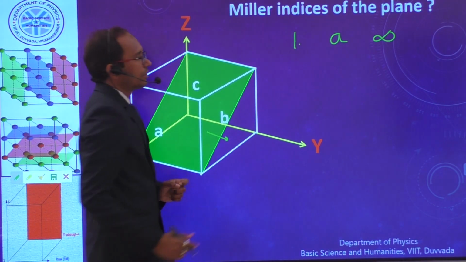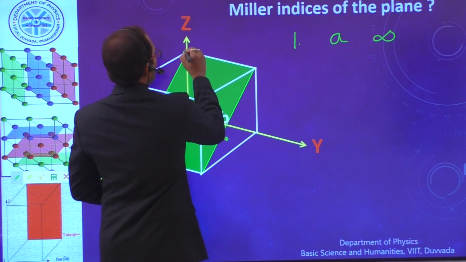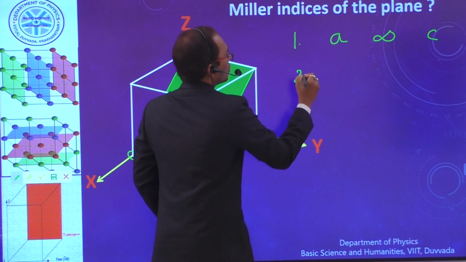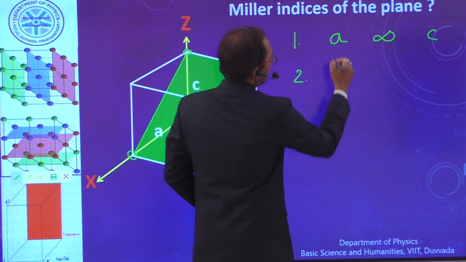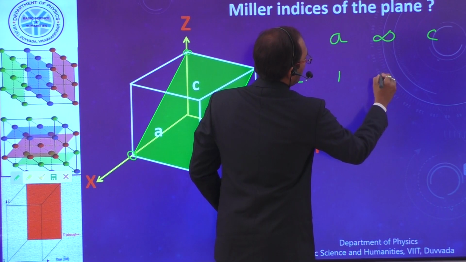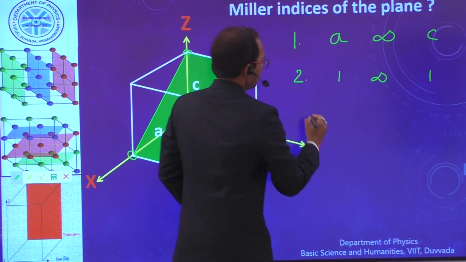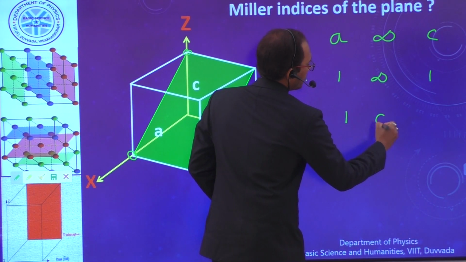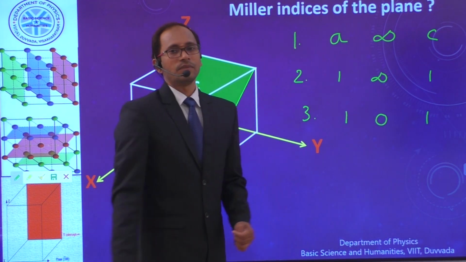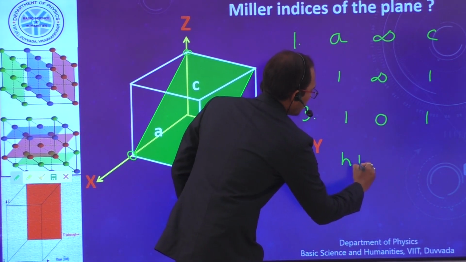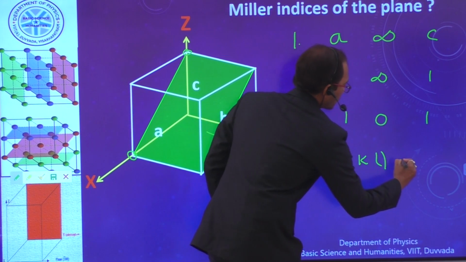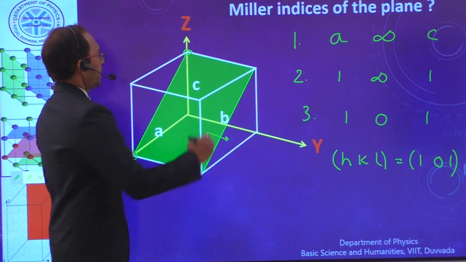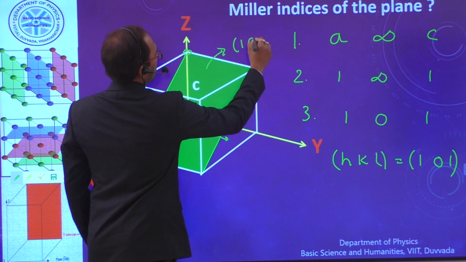And z-axis, you take z-axis, the intercept here, it is touching here. It is touching here means the intercept is c. Now in step 2, you have to divide with a lattice parameter. That means a by a is 1, infinity by b means infinity, c by c means 1. Step 3, you take reciprocals. 1 by 1 means 1, 1 by infinity means 0, 1 by 1 is 1. So therefore HKL, Miller indices of this plane, is equal to 1, 0, 1. Now we can call it, this plane is 1, 0, 1 plane.